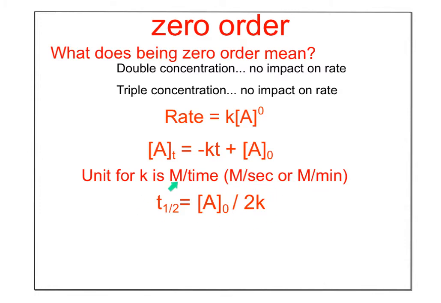And then there's a half-life equation. The half-life for this depends on the initial concentration divided by 2 times the rate constant. So that's the amount of time it takes to cut in half what you started with.